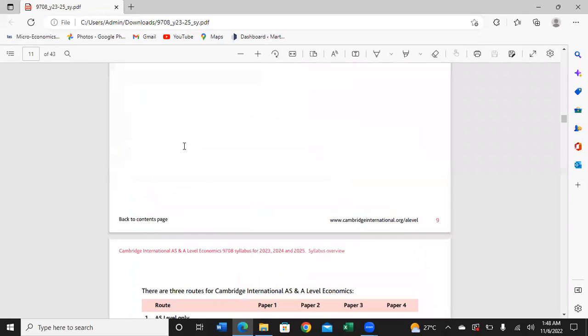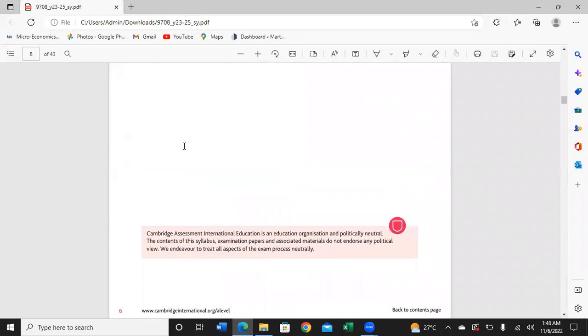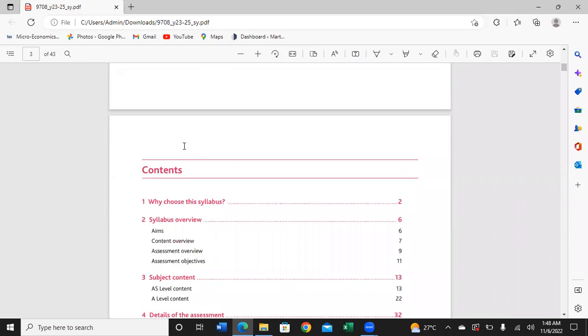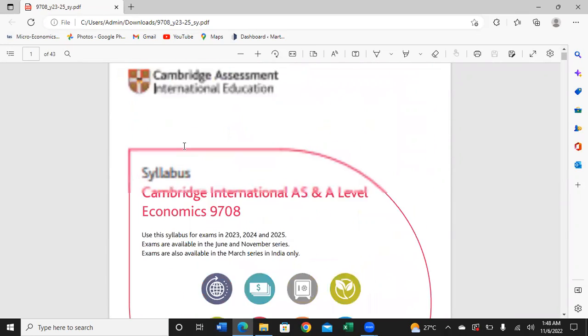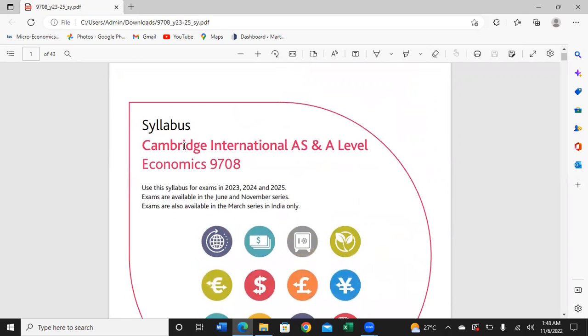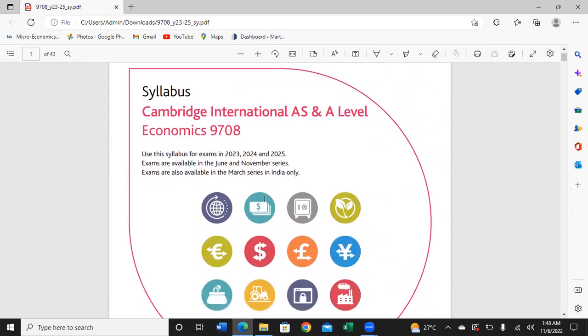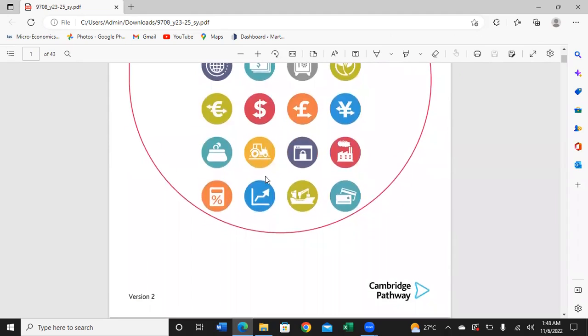So these are the syllabus contents which are going to be shown to you. So the first thing which we see, the Cambridge International Exam and the economics code, that is 9708. This is Cambridge International AS and A Level Economics 9708 syllabus. To use this syllabus for examinations in 2023, 2024, and 2025. So exams are available in June and November series, except India, where exams are held in March every year.